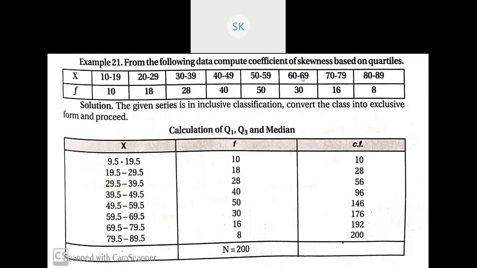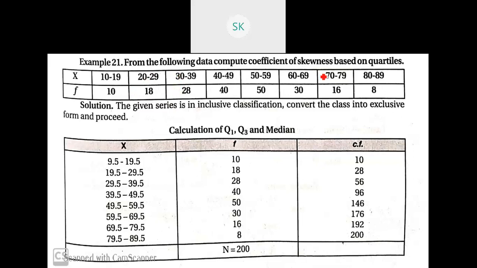Let's start. In the previous class, we were learning the continuous series. We solved one problem of continuous series where you had open-ended class intervals: below 200, below 100, and then above 1000. So that was open-end class intervals. We considered the same class intervals as they are, and we solved. Now let's see the next problem.